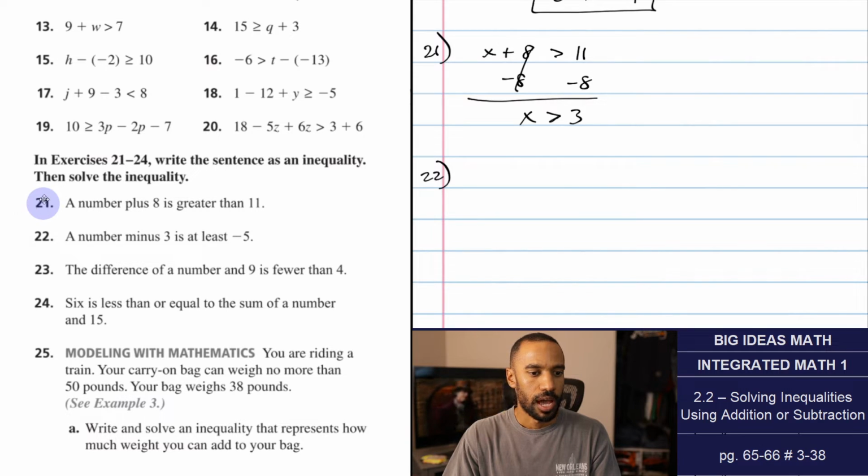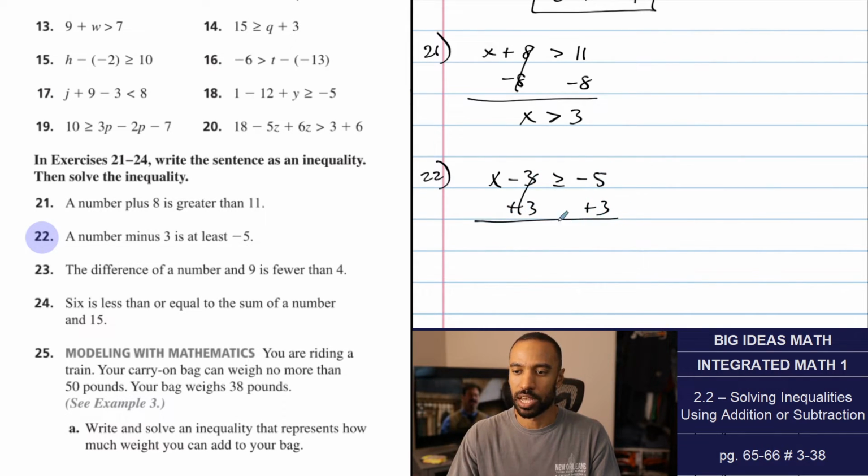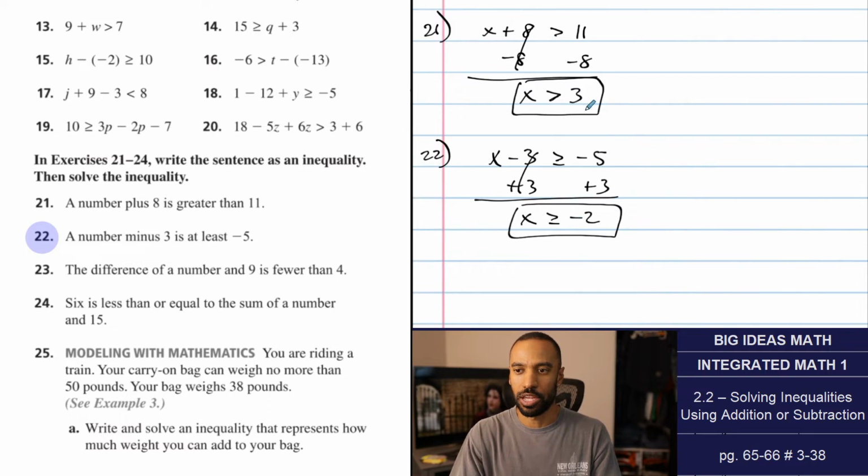Number 22, a number minus 3 is at least negative 5. So a number minus 3, to be at least negative 5, must be negative 5 or bigger. So greater than or equal to negative 5. If I add 3 to both sides, we can find out what numbers will make that true. That will be negative 2 or greater. I've got to box that one. X is greater than or equal to negative 2.